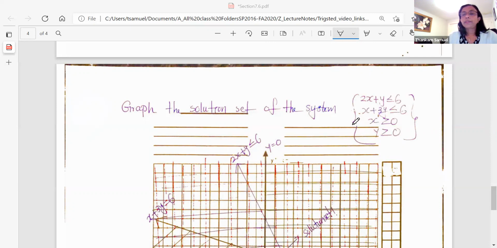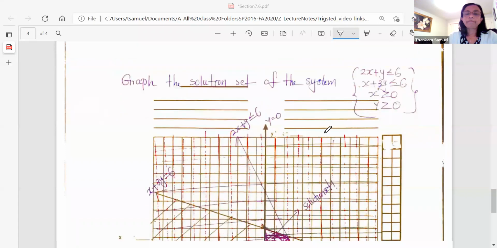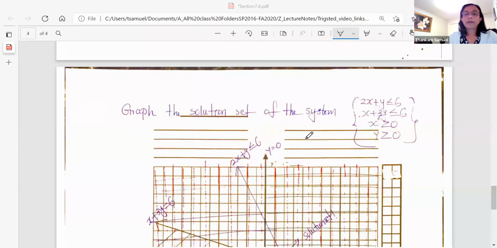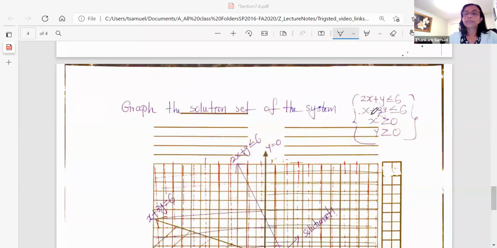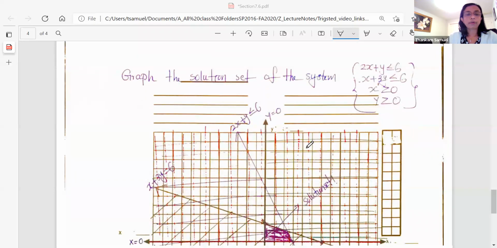So you can see that this system consists of four inequalities, and all these inequalities contain an equal sign. So we can call all these inequalities non-strict inequalities. And let's graph the system. So for that, let's consider the first inequality, 2x plus y less than or equal to 6.